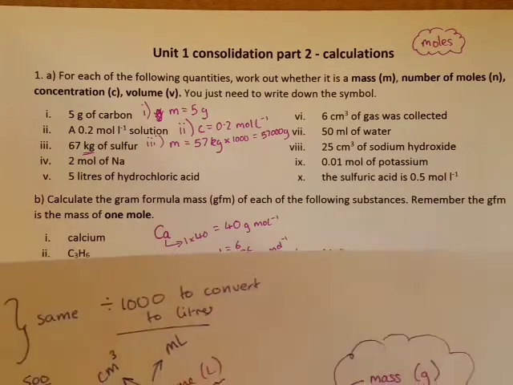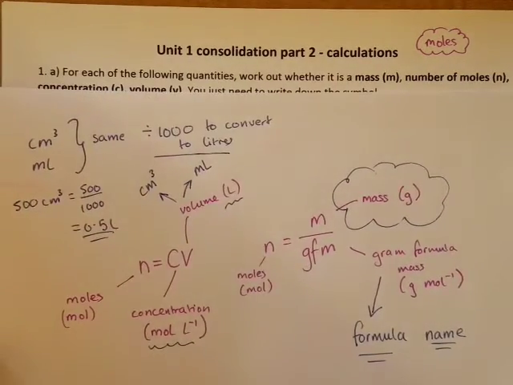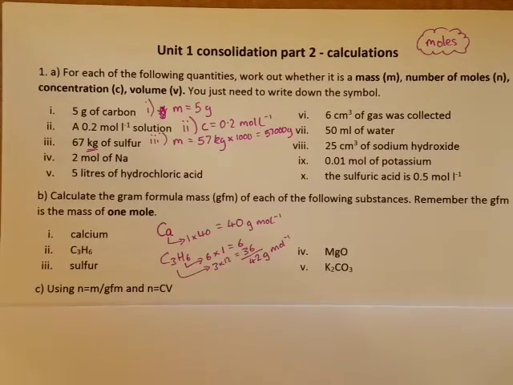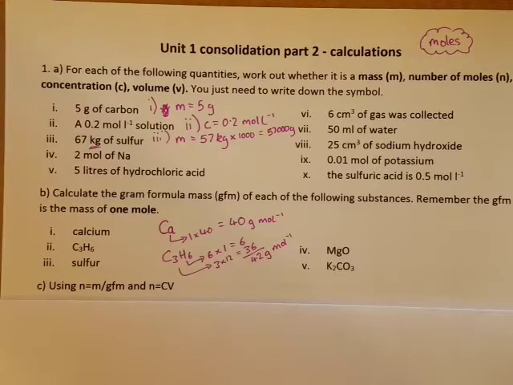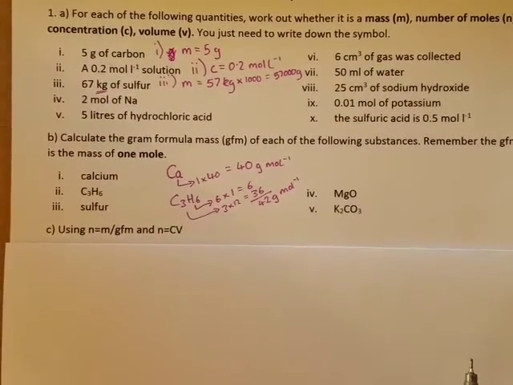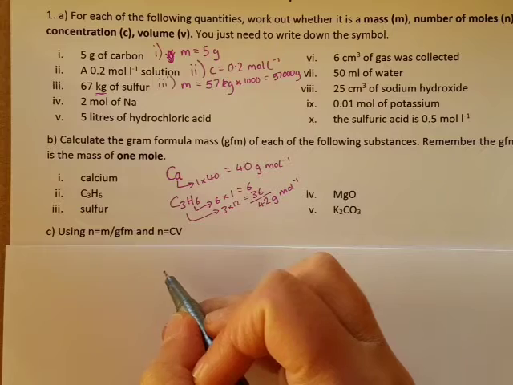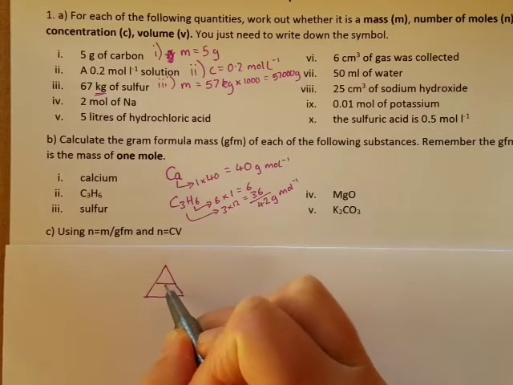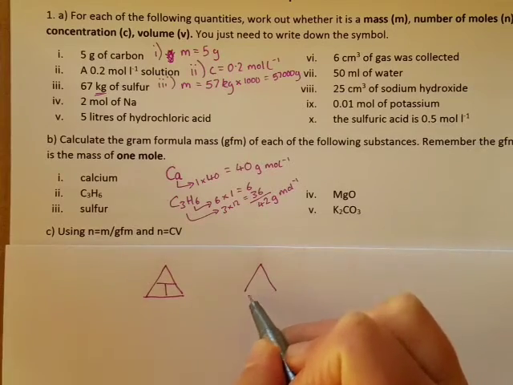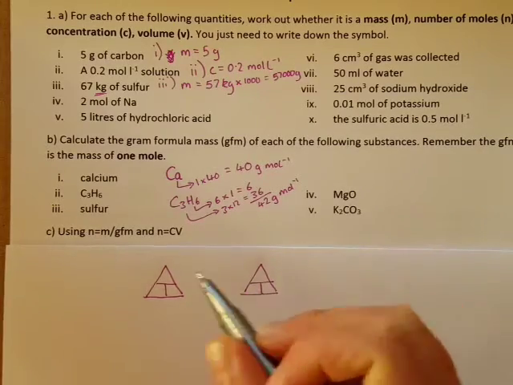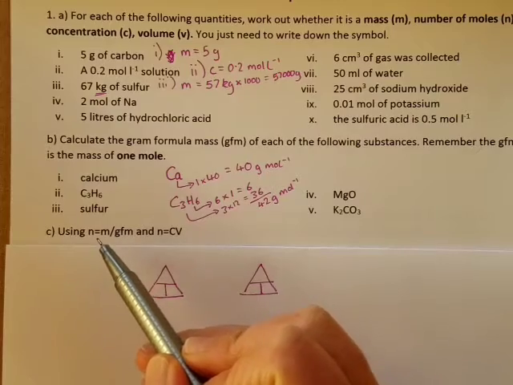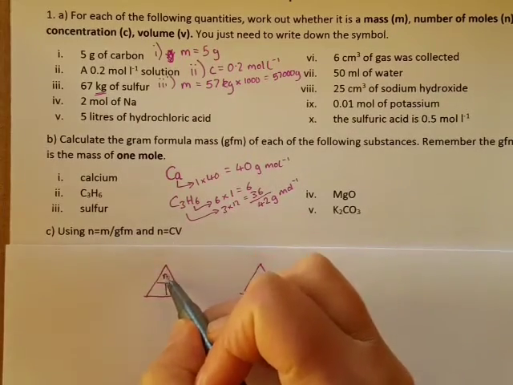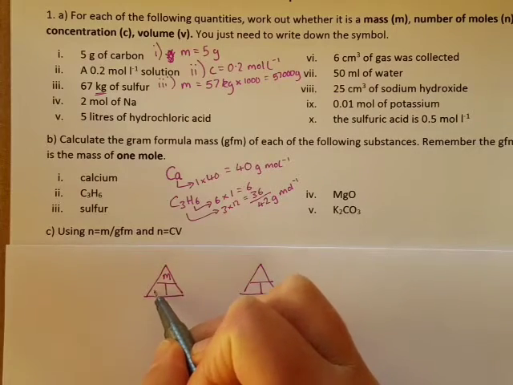Okay, so hopefully you've written this down, because this might help to have this in front of you. Another thing that is worthwhile writing down, if you are doing these questions in an exam or test, is the triangles, which can help you to rearrange these equations if you need to. So it might be worth you writing these down just now. n equals m over GFM. m is on top in this equation, so m goes on top in the triangle.